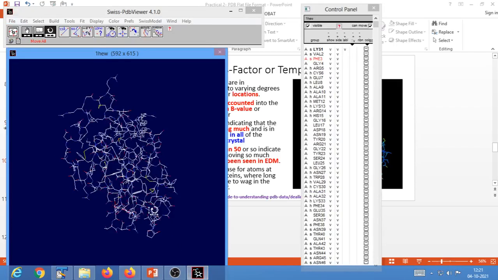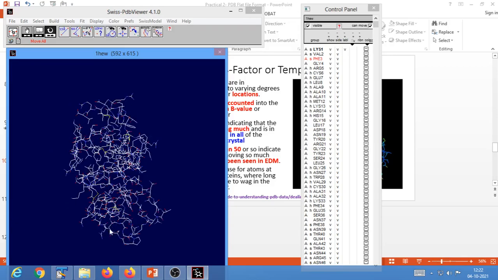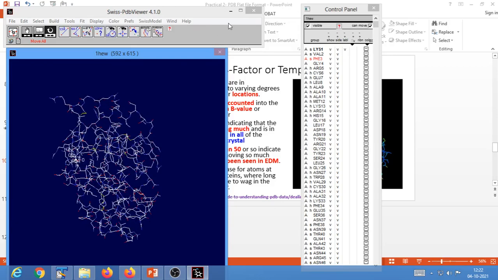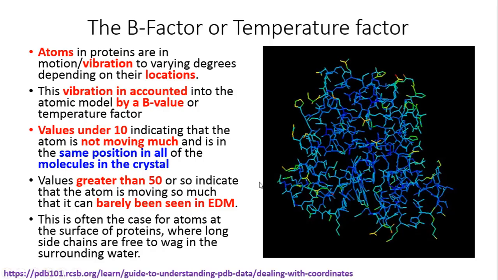You can see that this protein molecule seems to be static in this model, but at physiological conditions, when the protein is present in cells, it is always under some dynamics. The atoms are not static in the protein, but they show certain movement when it is present in cells. So the atoms in proteins are always in motion or vibration, to a varying degree depending on where they are present.